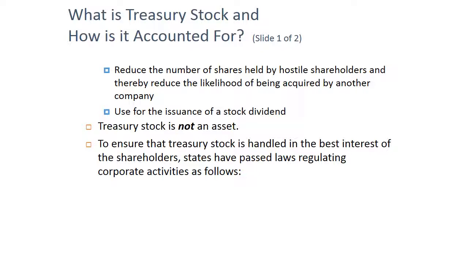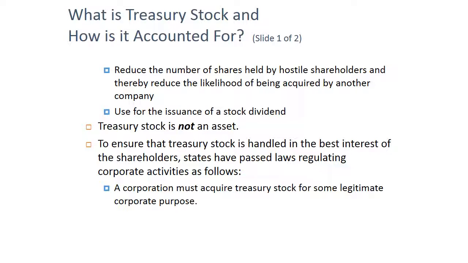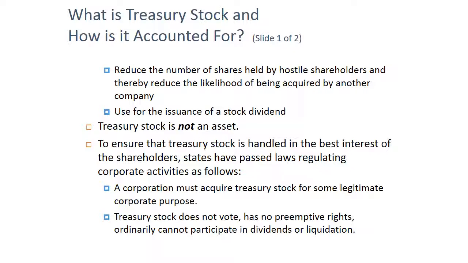To ensure that treasury stock is handled in the best interest of the shareholders, states have passed laws regulating corporate activities. A corporation must acquire treasury stock for some legitimate corporate purpose, and it does not vote. So a corporation has no voting rights, it has no preemptive right on that stock it owns of itself, and it gets no dividends or liquidation. And treasury stock has no participation in stock splits. Okay, so there's a lot of restrictions when the company owns its own common stock.